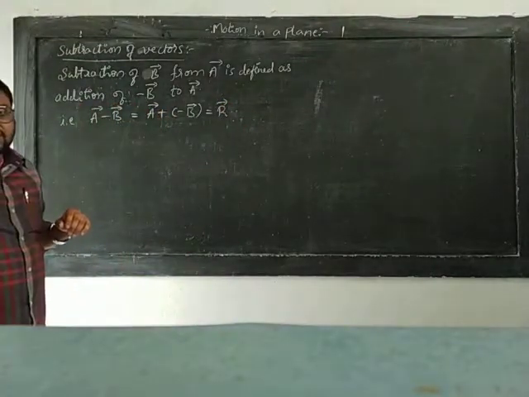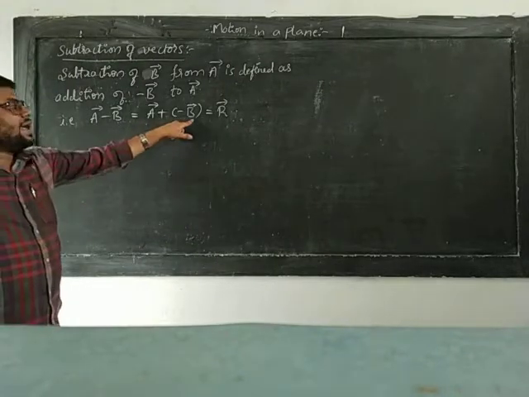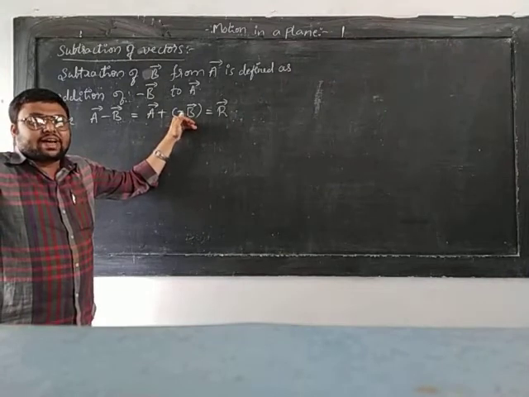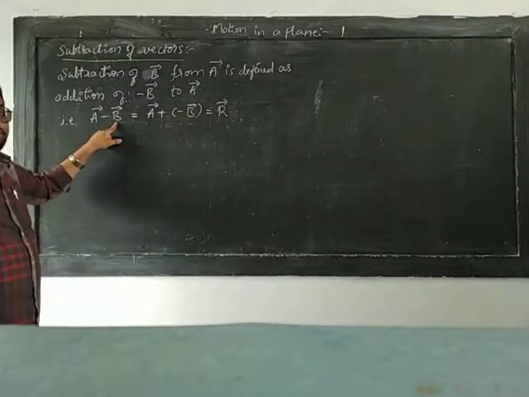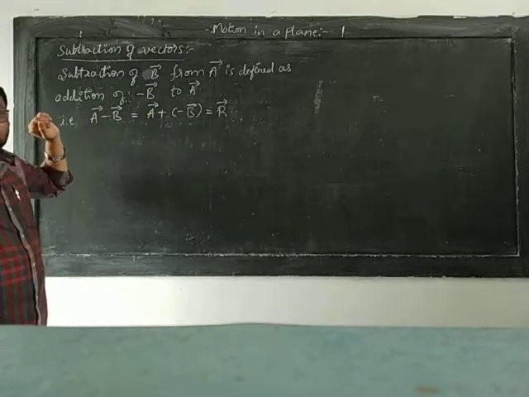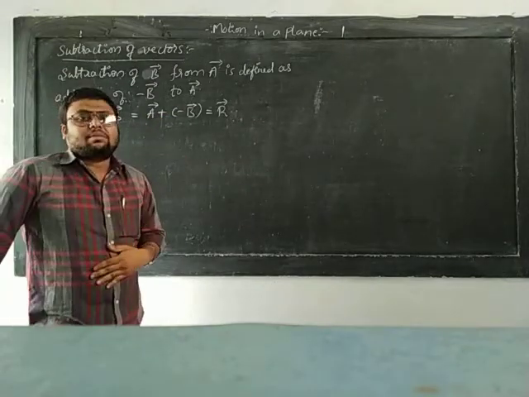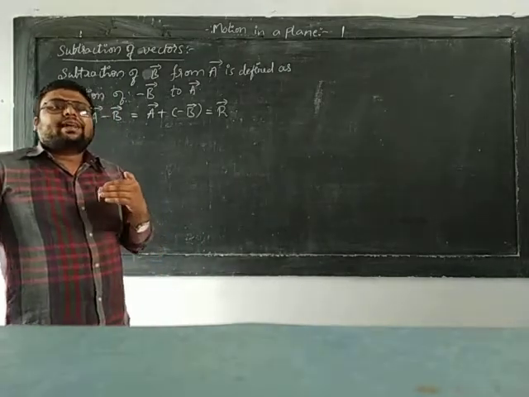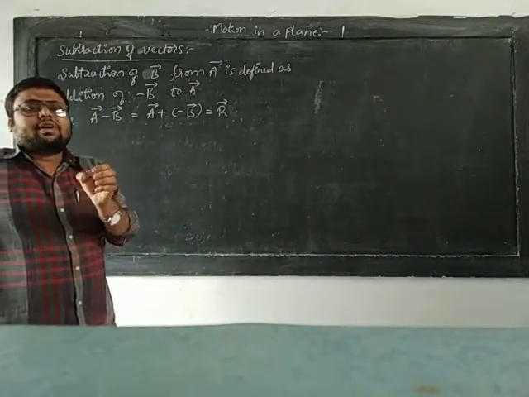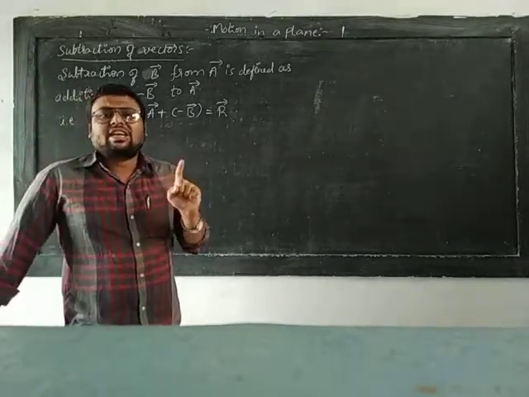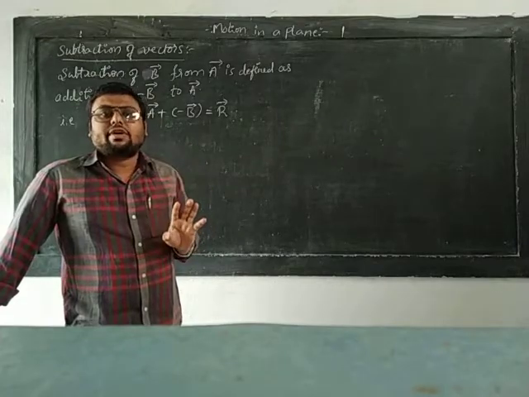Resultant vector R. So here minus vector B is nothing but a negative vector of vector B. So already we have studied the meaning of a negative vector. What do you mean by the negative vector? So here, for the negative vector, the magnitude will be the same as that of the initial vector, but the direction is opposite to the direction of the initial vector.